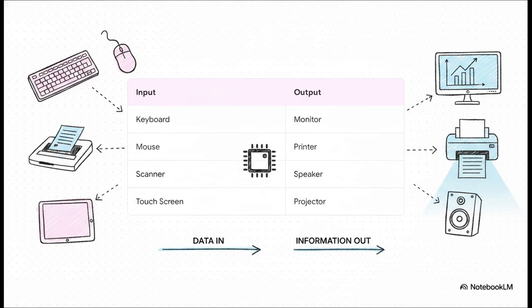Now compare that to output devices, your monitor, printers, speakers, projectors. These are the communicative devices. They take the CPU's finished, polished work and display that processed information in a human-readable form. It's just a seamless, beautiful flow. Raw data goes in, processed information comes out.